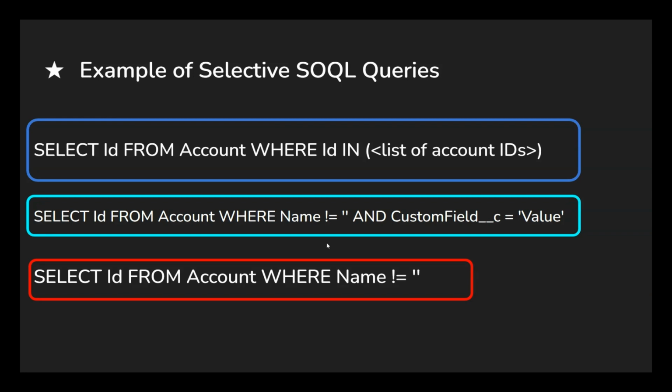In the second query, we have two filters. The first one is name not equals to null, and the second one is custom field equals to value. So we need to consider individually the number of records that these filters return. If it is less than the threshold value, then that field will be used for optimization and the query becomes selective. In the third example, we have a filter where name is not equals to null. Even though name is a primary field, Account is a big object which can return a lot of records, and hence this query becomes non-selective.